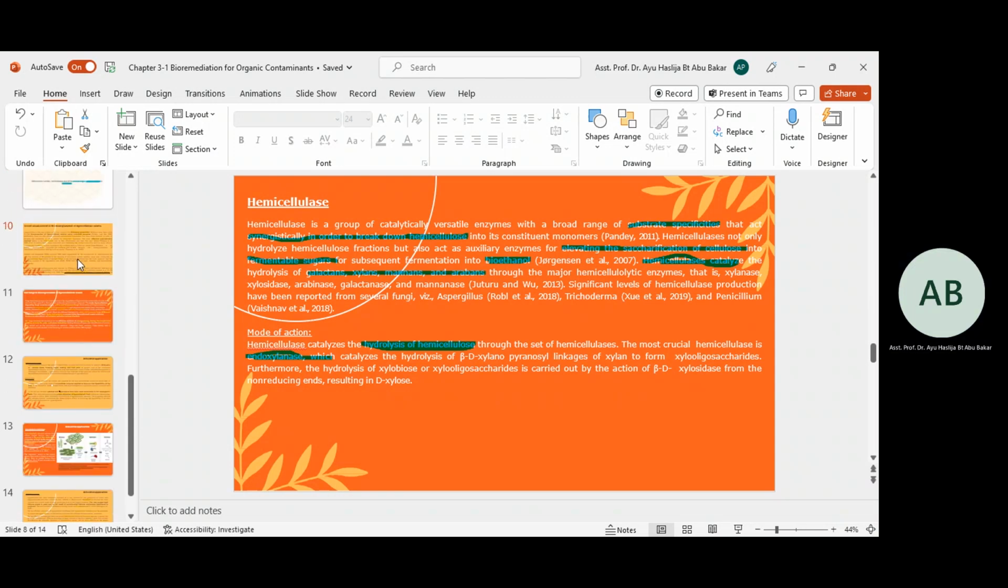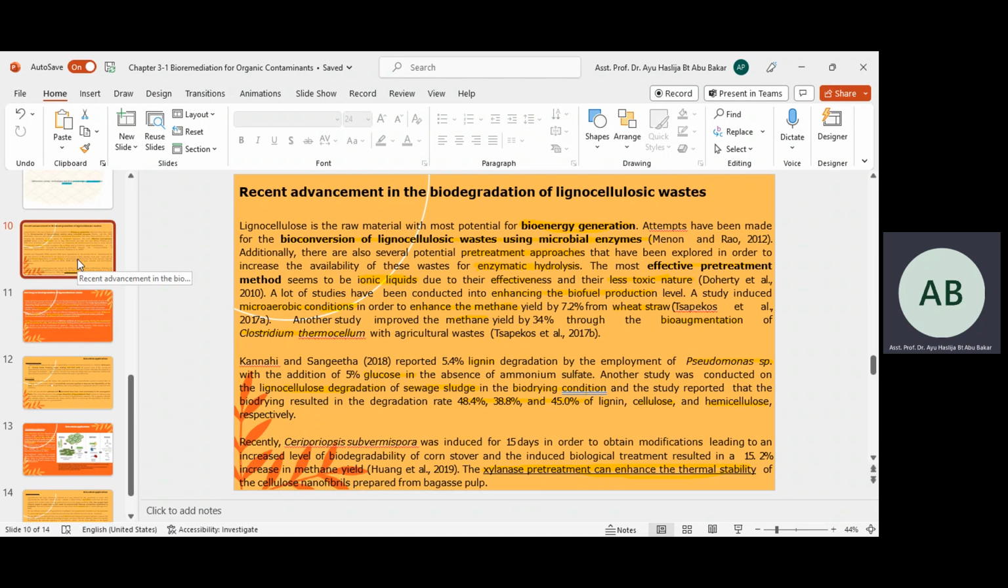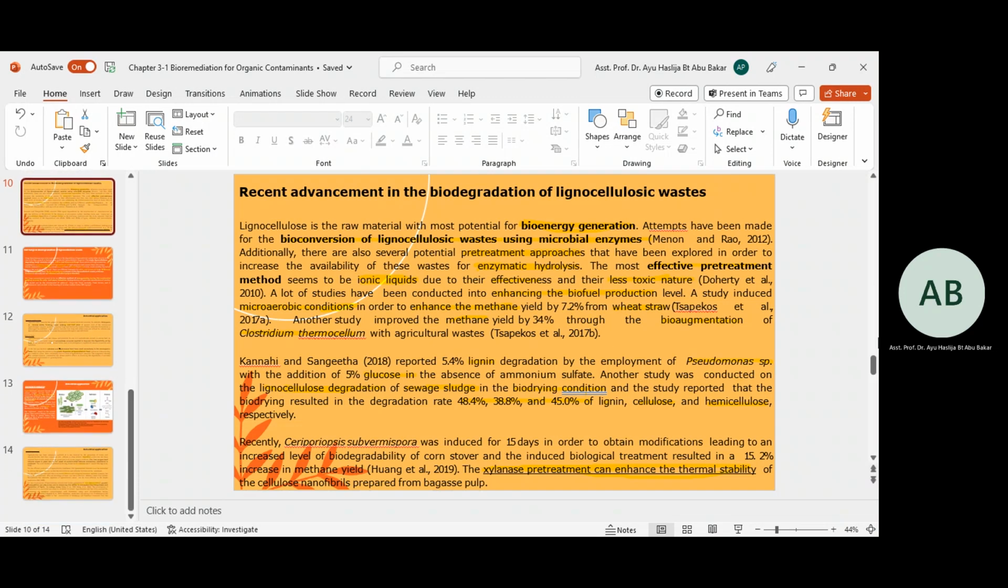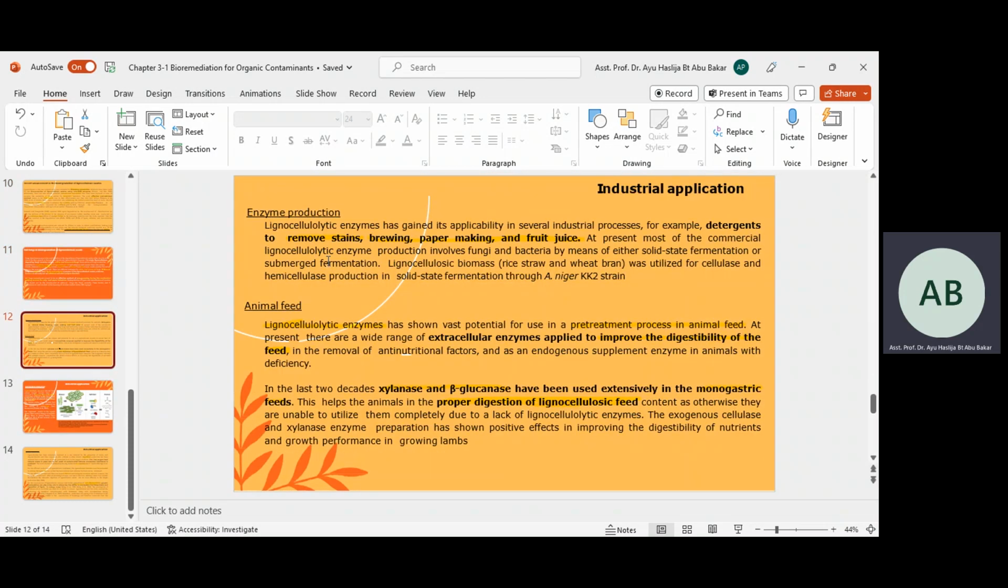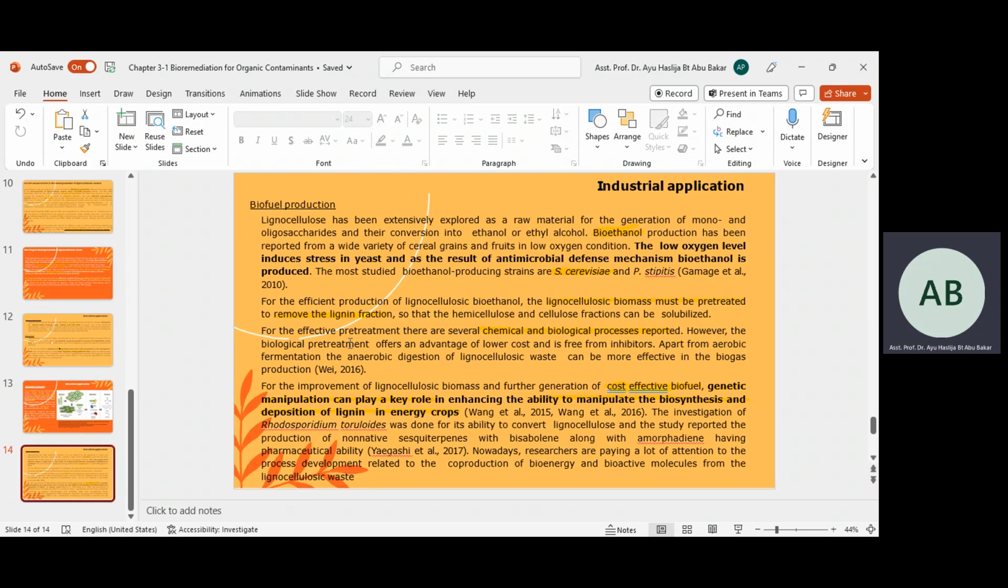Then you are introduced to the recent advancement in the biodegradation of lignocellulosic waste. This one we focus on enzymatic degradation only. Basically, the industrial applications focus on just these few: animal feed, antioxidant, and biofuel. There are a lot more, but you can focus only on these four.